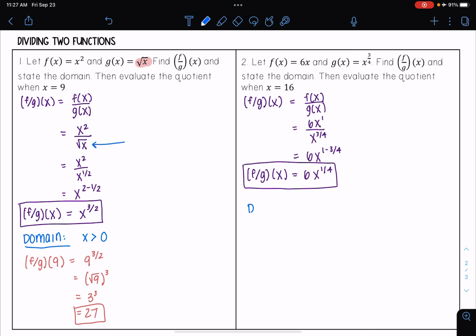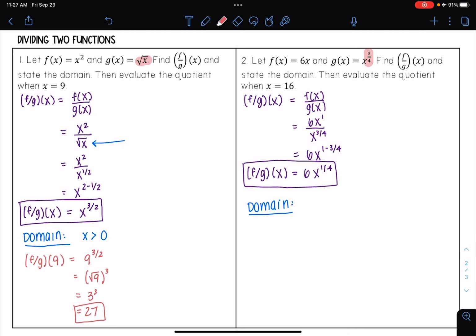Now I want to look at my domain. Since my g of x is raised to the 3/4, that's the same thing as taking the 4th root. And the 4th root, since that's an even index, means x has to be non-negative, so it has to be greater than or equal to 0. However, because x to the 3/4 is in the denominator, x cannot equal 0. So my domain here is x is greater than 0.